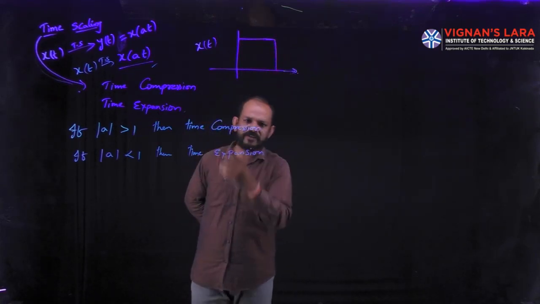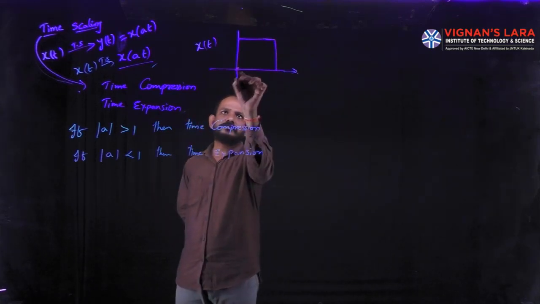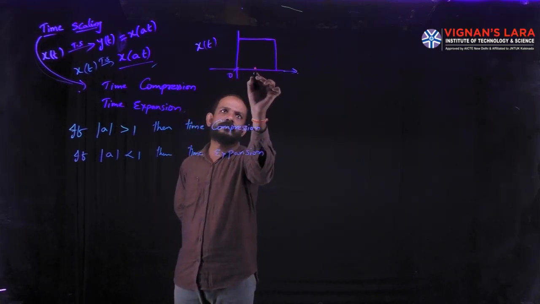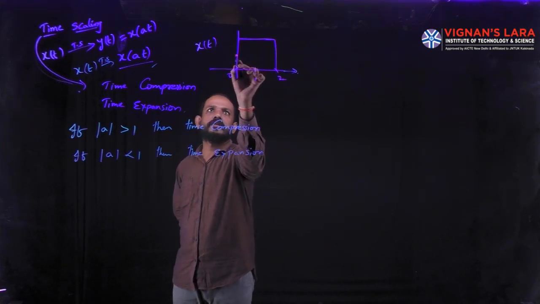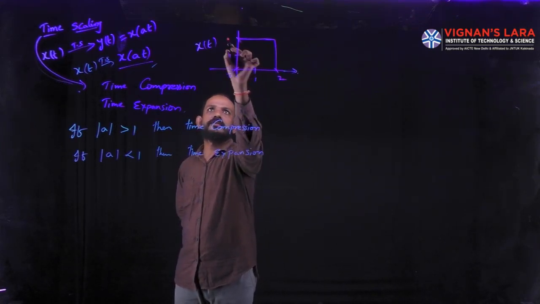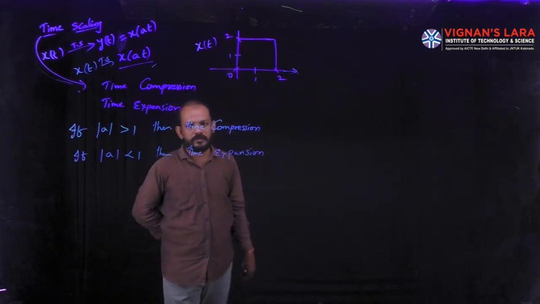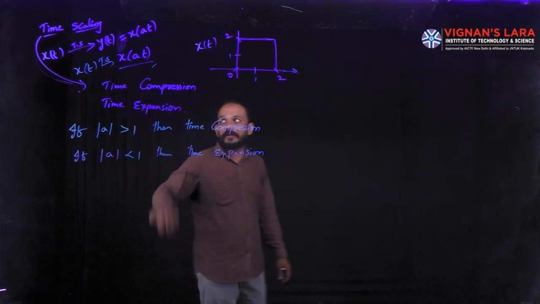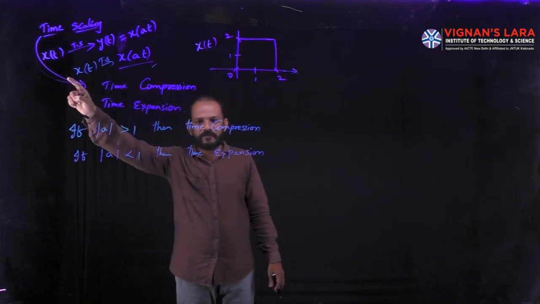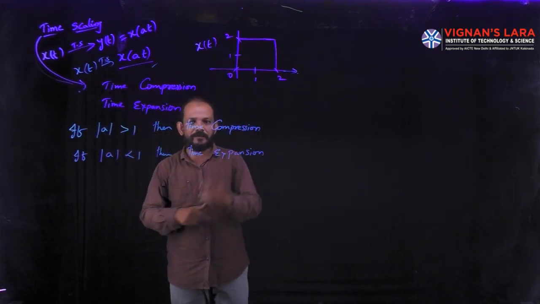Simple example. The previous example is a simple example: 0, 1, 2. For this, I have to go for time scaling. Here, time scaling will result in either time compression or time expansion.